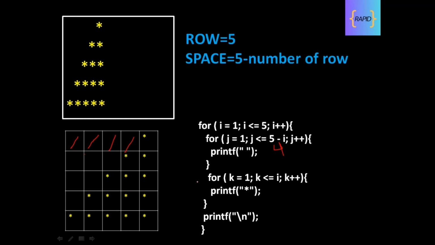This for loop is printing stars. So we start k with 1 and k is less than or equal to i, and i is 1. So this condition is true, so it will print 1 star for us. And now it will increment k by 1. Now k is 2 and i is 1, so this condition is false. So we exit this for loop and now we print printf backslash n. So we jump from the first row to the second row and this for loop will run again and again.